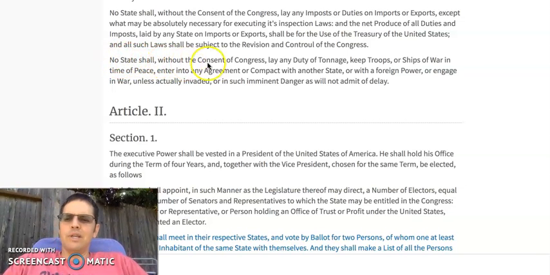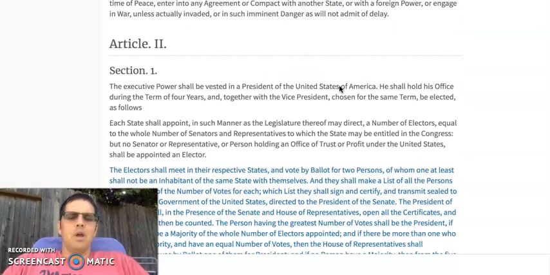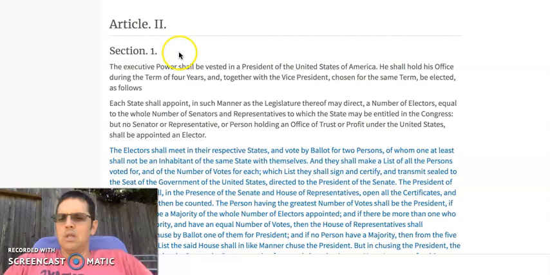No state shall, without the consent of Congress, lay any duty of tonnage, keep troops or ships of war in time of peace, enter into any agreement or compact with another state, or with a foreign power, or engage in war, unless actually invaded or in such imminent danger as will not admit of delay. Now we move on to the executive branch.